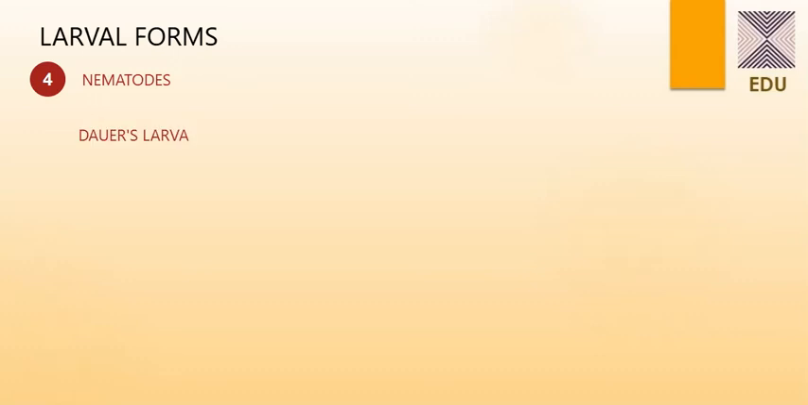So the first larval form of the nematodes is the dauer larva. Now if I talk about the dauer, the literal meaning of dauer is enduring, which can endure or cope with harsh environmental conditions.